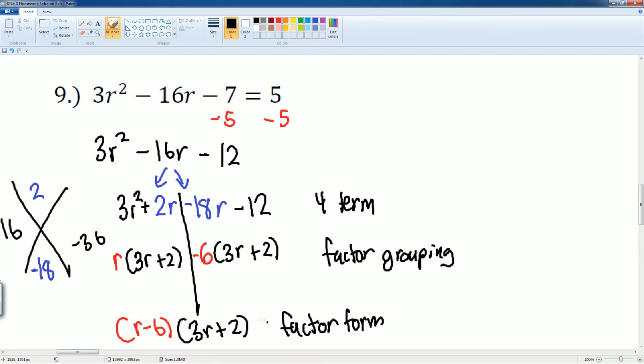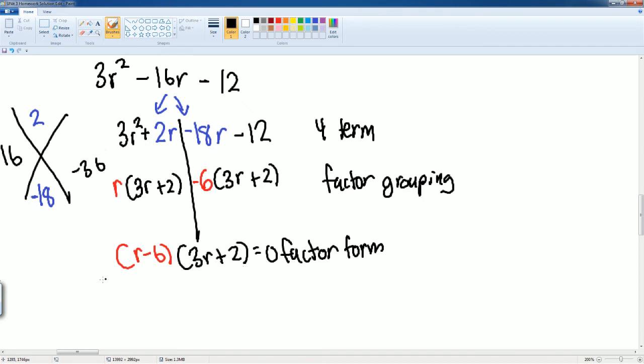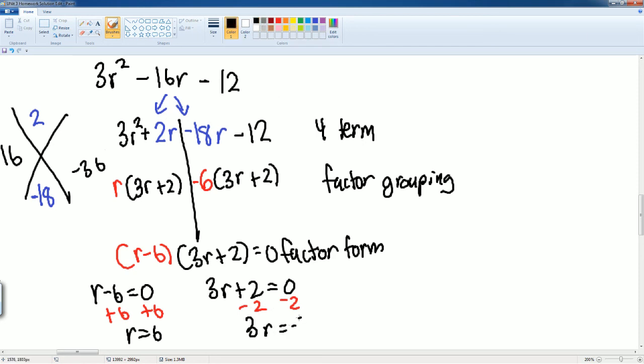And we have to make sure it equals 0 so we can solve. The first equation is r minus 6 equals 0, and the second one is 3r plus 2 equals 0. Let's solve the first one. Add 6 to both sides. This now gets us r is equal to 6. For the second, let's subtract 2 from both sides. This gets us 3r is equal to negative 2.